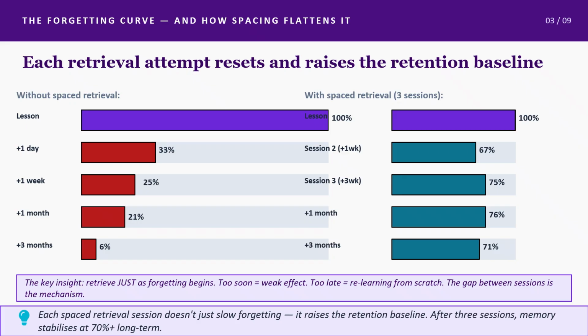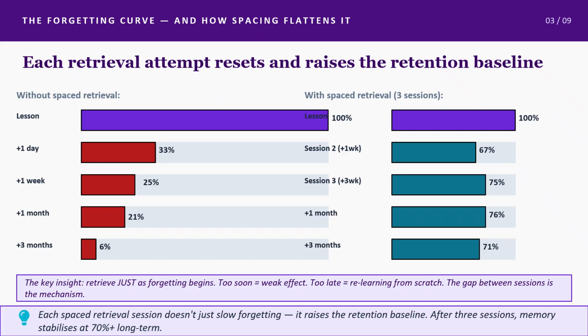Add a third retrieval session, 3 weeks after the second, and the effect compounds again. After 3 spaced retrieval sessions, research suggests that students can typically retain 70 to 80% of the original material at the 1-month mark, which is much higher than the percent retained from a single lesson with no follow-up retrieval. The difference is not incremental, it's transformational, although obviously this will depend on the types of question that you asked and how well you do it, as well as each individual student.